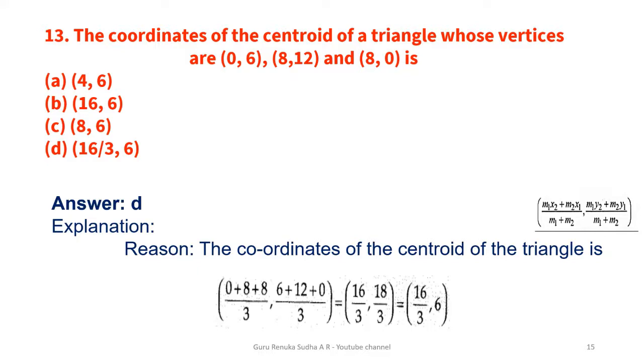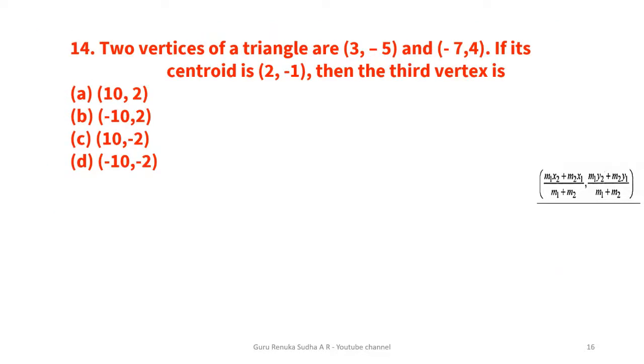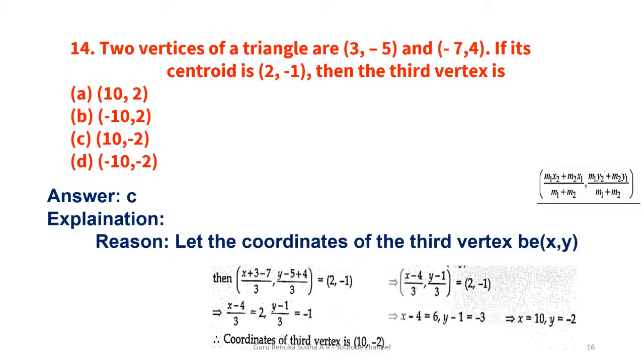14th one. Two vertices of the triangle are (3, minus 5) and (minus 7, 4). If its centroid is (2, minus 1), then the third vertex is. Here also coordinate formula we have to use, that is nothing but x1 plus x2 plus x3 divided by 3, y1 plus y2 plus y3 divided by 3. Then you can get the answer. After substituting the values in the formula, you can get the coordinate of the third vertex, that is (10, minus 2) here.